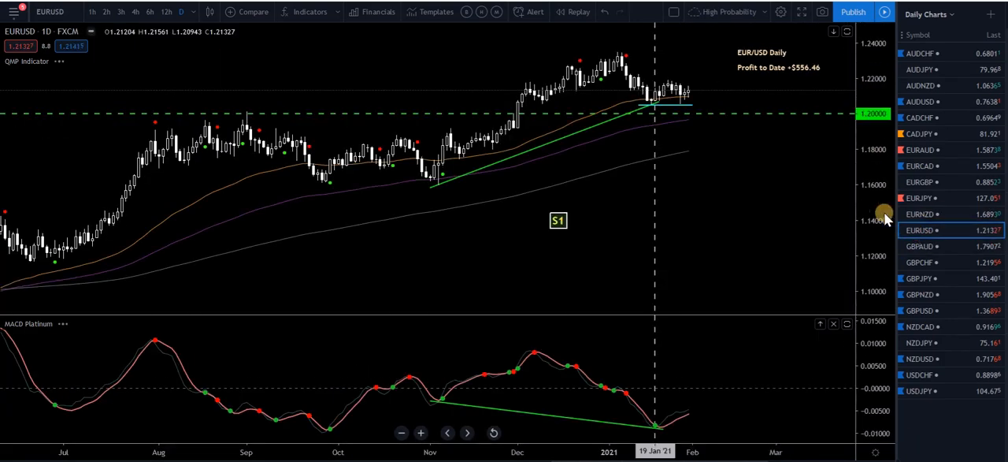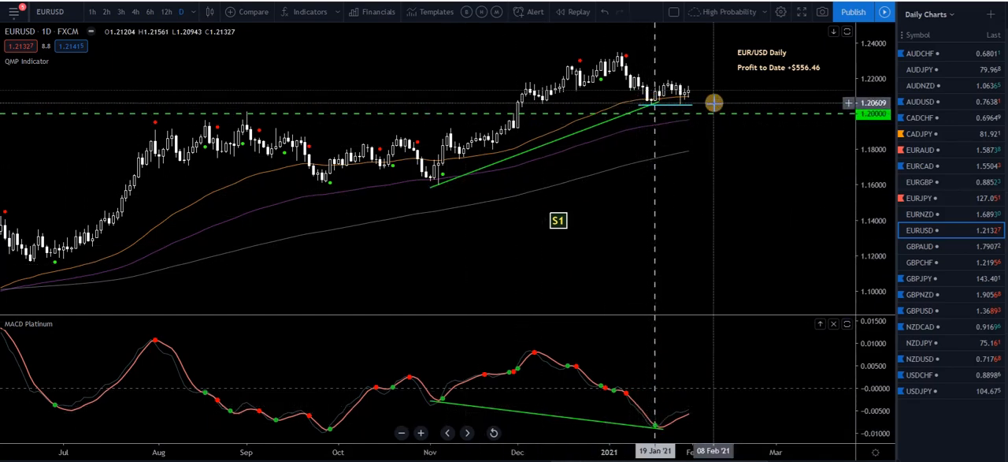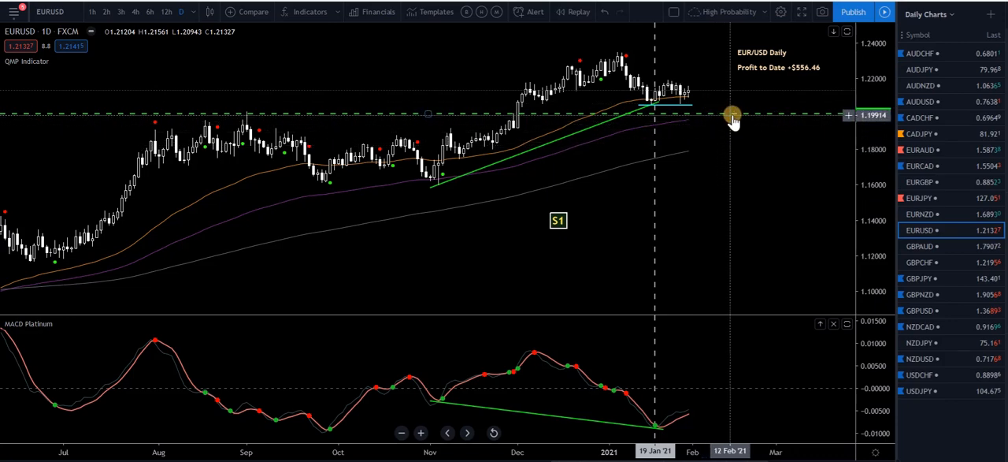Euro USD, nothing happening. Potential, we're below the zero level. There's potential hidden bullish divergence. We've got this little base now forming. This big number, this green line, anytime you see a green line, it's just a big number. In this case, it's 1.2.